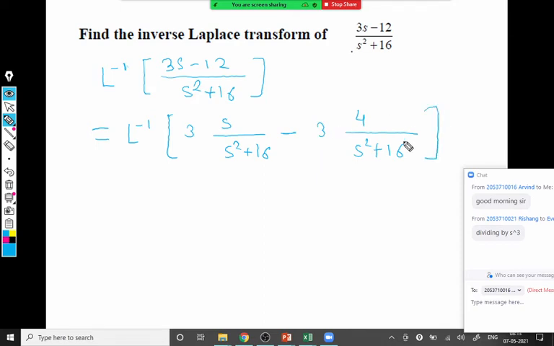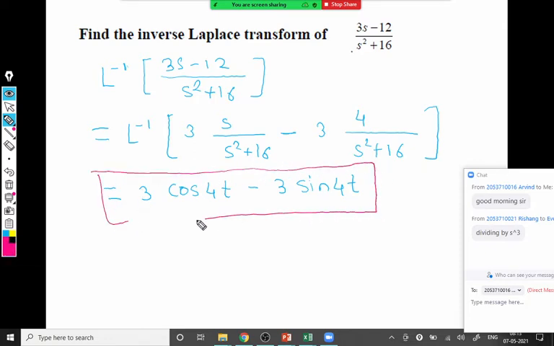So it is just separate division, and now by this 3 as it is, L inverse of s upon s square plus 16 is cos 4t, not sin 4t. Okay, and this is the sine of 4t, correct. So that is the answer. Only 3 can be taken common. So one of the simple examples, no property, nothing is required, it can just be converted into a standard form, and we can take the inverse Laplace then.